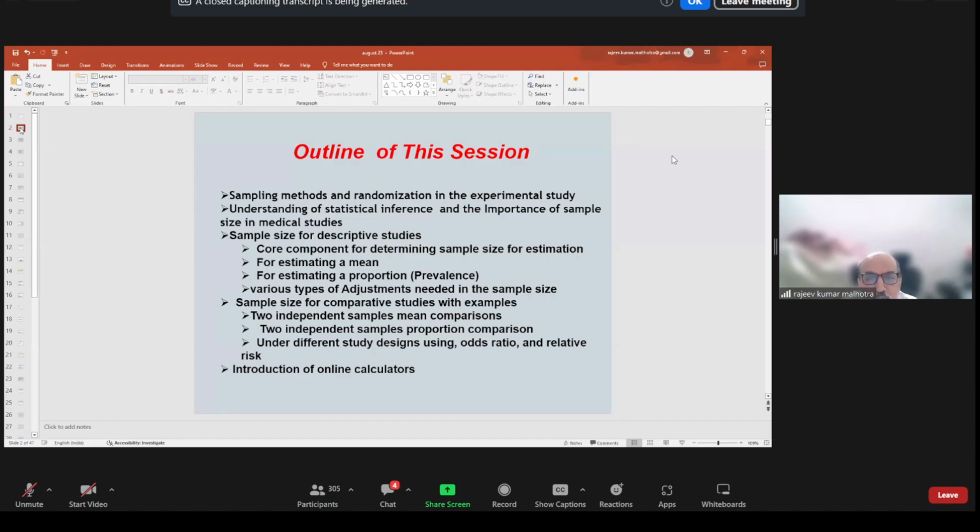comparison, and then we will have one example for the odds ratio and relative risks, how to do the calculation if we have an odds ratio and relative risks. Then we go for the introduction to the online calculator, that is Statulator. I will explain how to do the calculation on the Statulator. So this is the outline of our session.